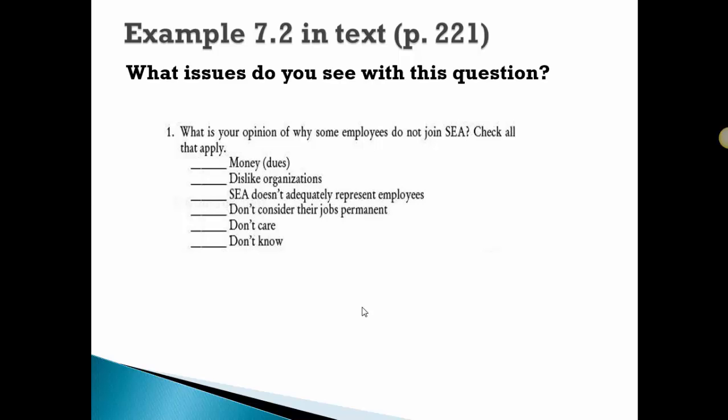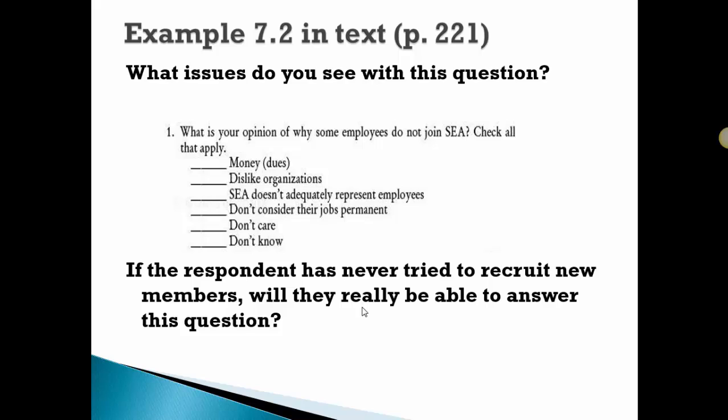One example, 7.2, an example in the textbook. What is your opinion of why some employees do not join SEA? Check all that apply. And we have choices like money, dislike organizations, SEA doesn't adequately represent employees, don't consider their jobs permanent, don't care, don't know. If the respondent has never tried to recruit new members, would they really be able to answer this question?